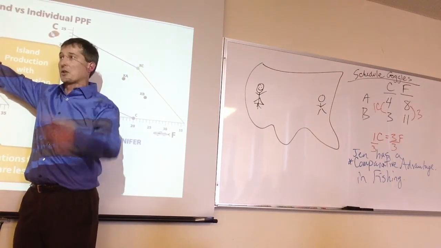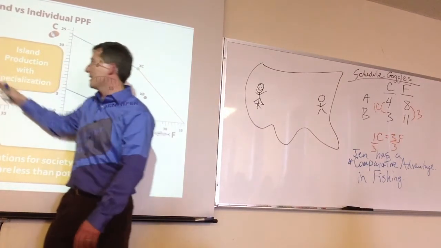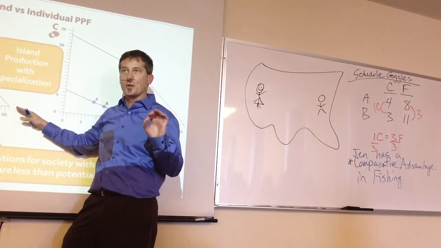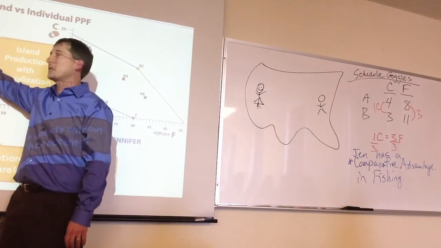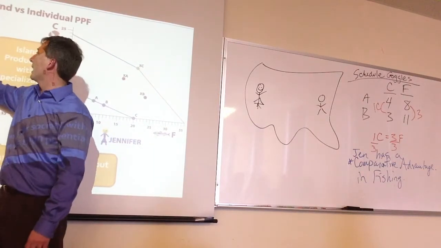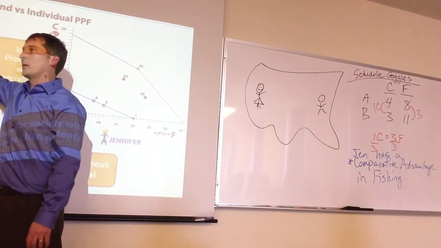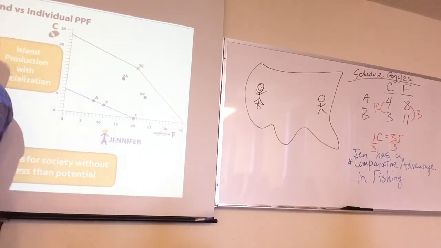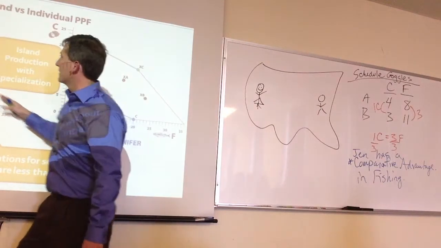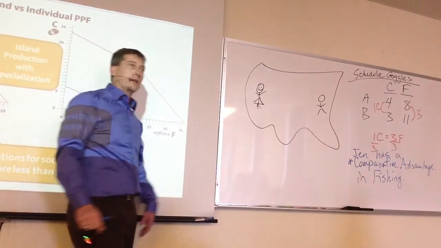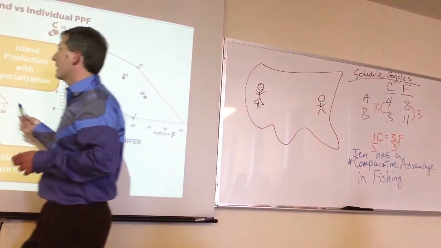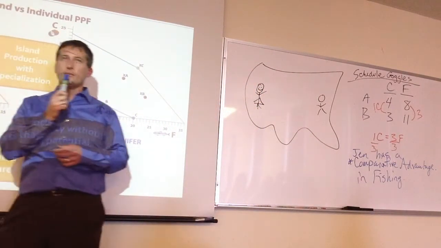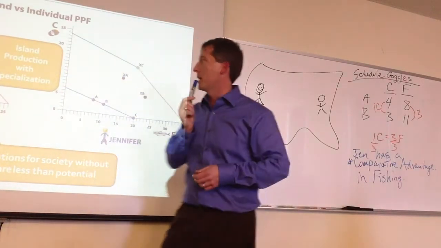If I want further coconuts, I've exhausted my limited resource of Tom, and now I have to send Jen out coconut hunting. And I'm going to give up 3 fish, and I'm still going to get another coconut. Give up 3, get another one. Give up 3, all the way up to this point. So this represents society's potential for production as well as consumption. That's the world production possibilities curve.